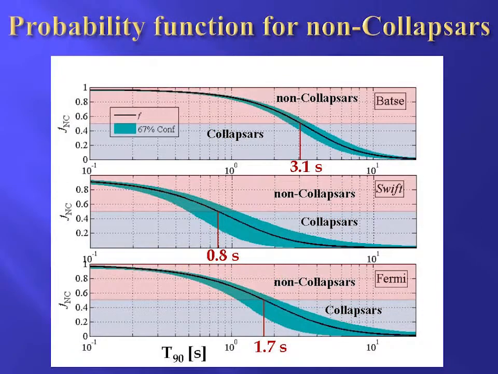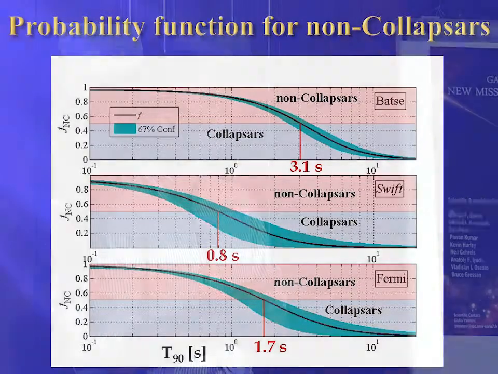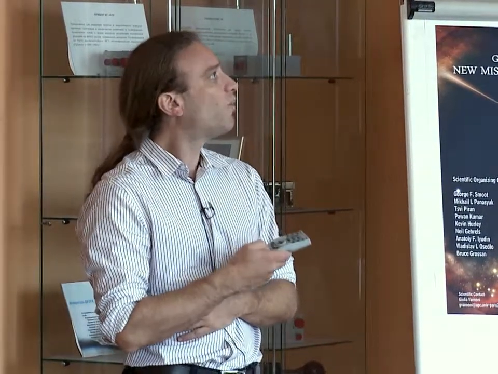And this plot gives exactly this ratio. This is the fraction of non-collapsars from the total number of gamma ray bursts at each duration. This fraction actually represents a probability function. It's the probability that the gamma ray burst that we observe is indeed a non-collapsar. If the probability is above 0.5, then it means that the observed gamma ray burst is more likely to be a non-collapsar than a collapsar. If it's lower than 0.5, then it means that it is more likely to be a collapsar.